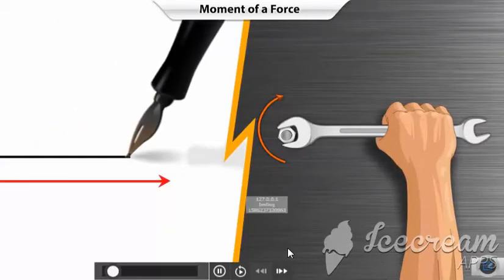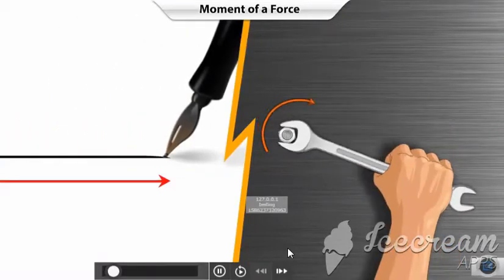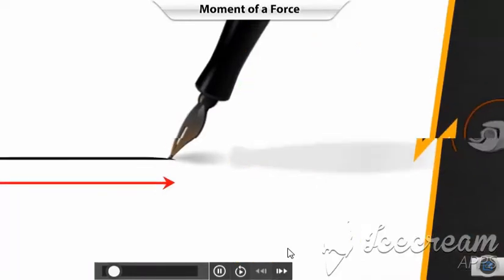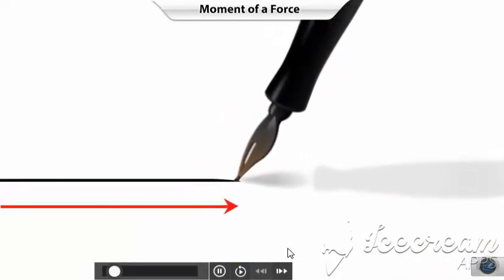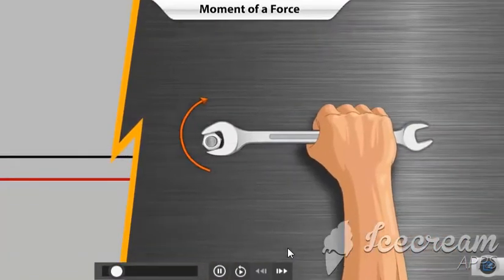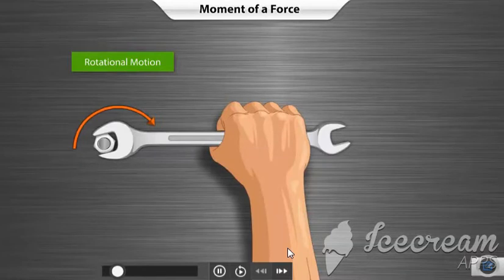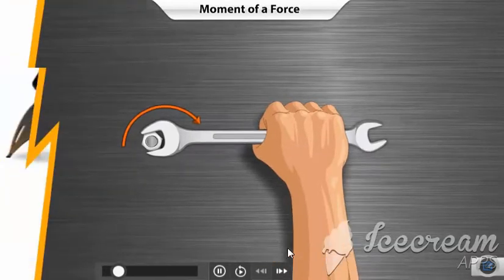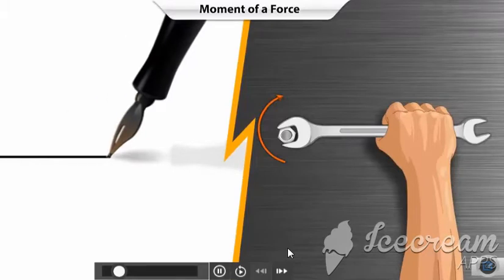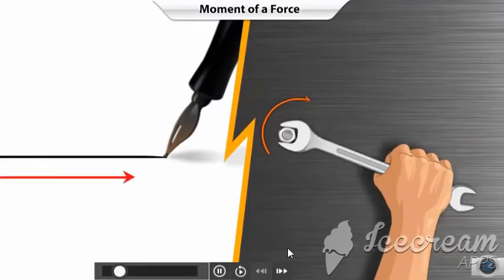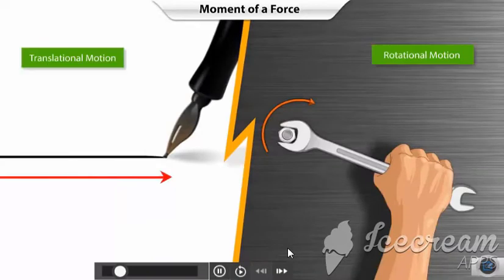Look at the two actions being performed on the screen. Here you can see the force being applied to the pen is causing a translational motion of the pen. Here you can see the force being applied to the wrench is causing the nut to rotate. We can see that when a force is applied to a rigid body, it tends to cause a translational motion, rotational motion, or even both.